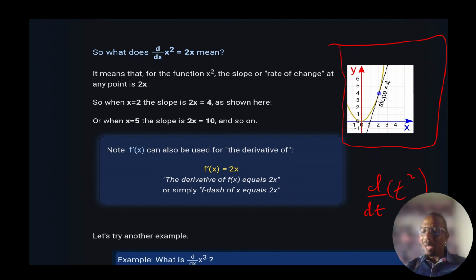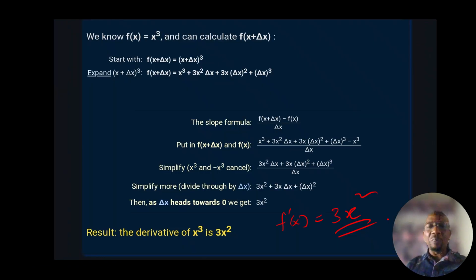It is also not limited to x. It can be t squared, depending on what you are differentiating with respect to. We can differentiate with respect to t, with respect to q, or with respect to x. It depends on what you are differentiating with respect to, as we will see when we solve some engineering problems. In the same way, if you have x cubed, the derivative of x cubed is 3x squared.